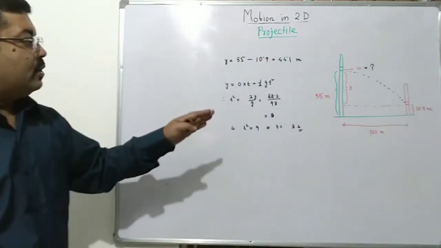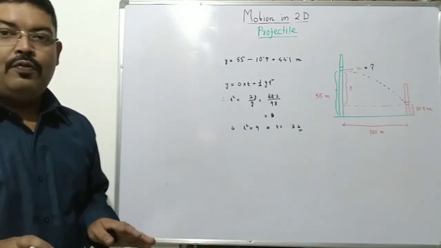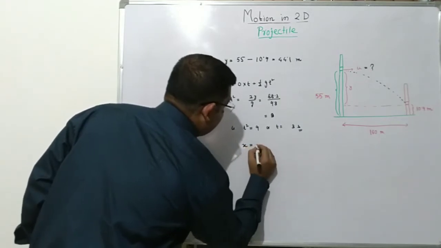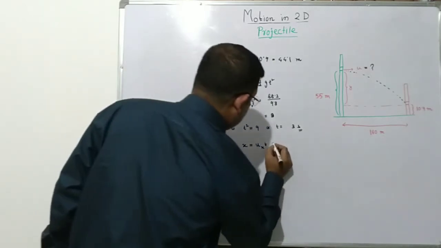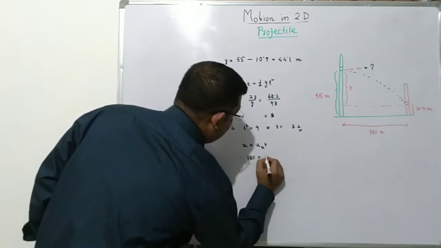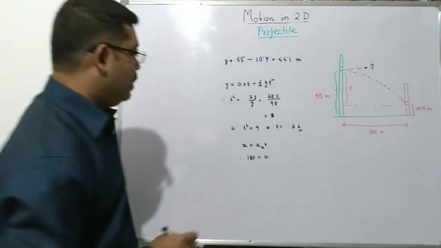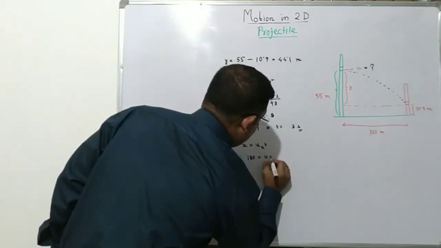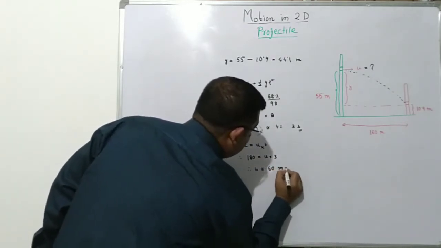Now in the horizontal direction, we know that there is no acceleration, so it's a case of uniform motion. Now the horizontal distance traveled x must be equal to ux into the time taken, right? Therefore x, which is 180 meters, must be equal to ux, that is u, because it's a projection in the horizontal direction only, so the horizontal component will be equal to the speed of projection, into 3. Therefore u is equal to 60 meters per second.